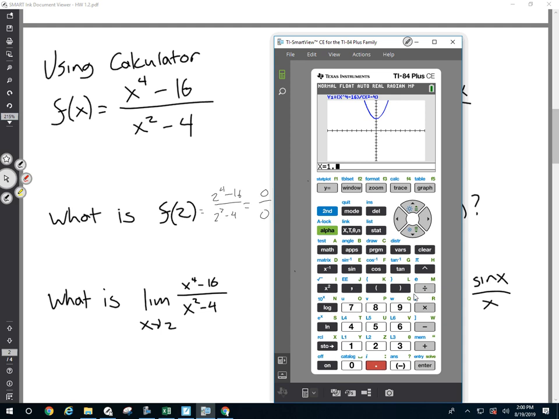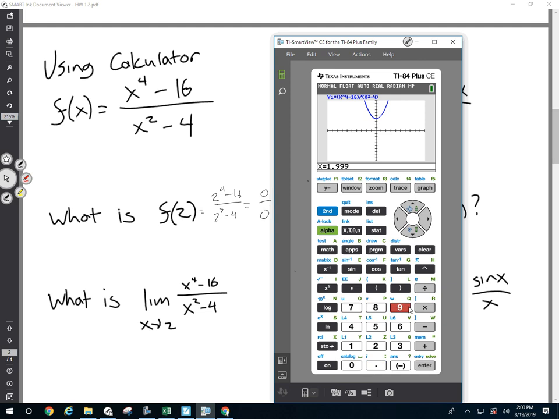Like 1.9. I'm at 7.61. Let's look at 1.99. 7.96. Let's look at 1.999. 7.996. If I go one more 9, 7.9996. I'm getting closer and closer to the value 8 from the left side.